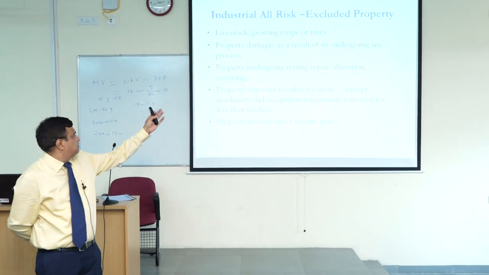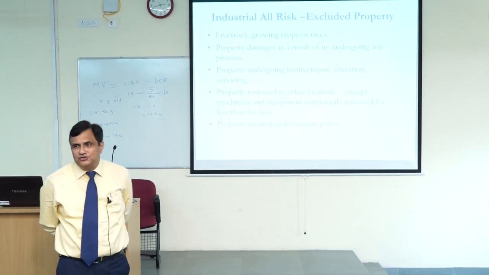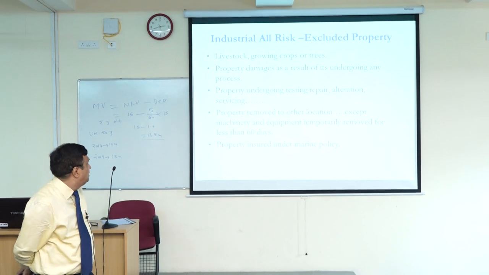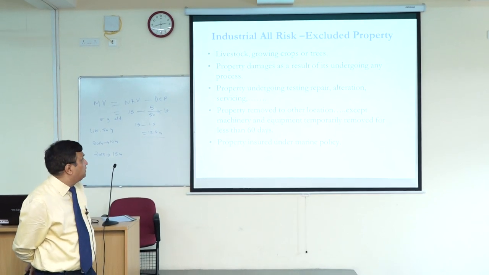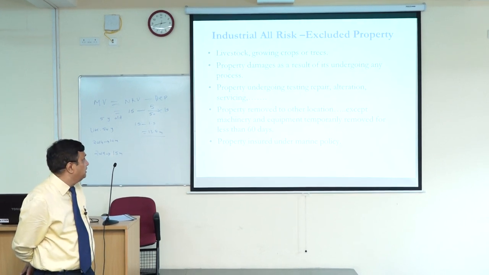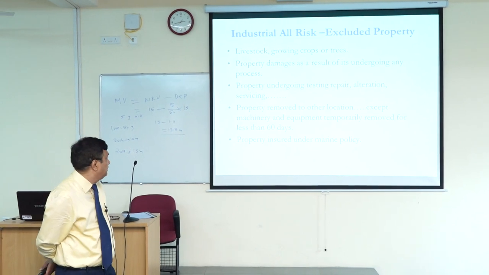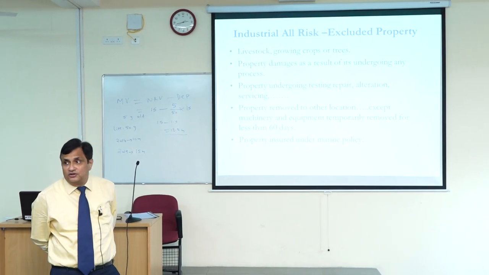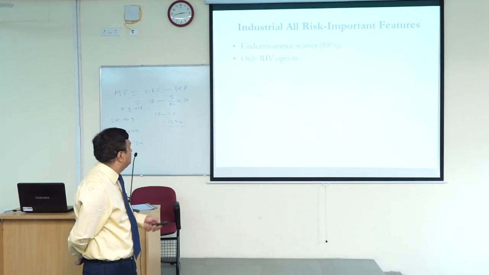Livestock, growing crops, trees, all of them are the subject matter of crop insurance, so you cannot cover them under IAR. Property damaged as a result of undergoing any process is not covered. Property undergoing testing, repair, alteration is not covered. Property removed to other locations is not covered, except machinery and equipment temporarily removed for 60 days. Property insured on a marine policy is not covered, and in a fire policy, the marine policy will take precedence.